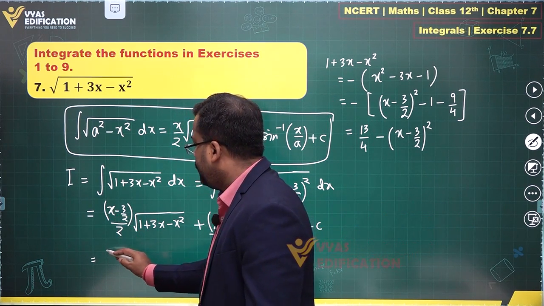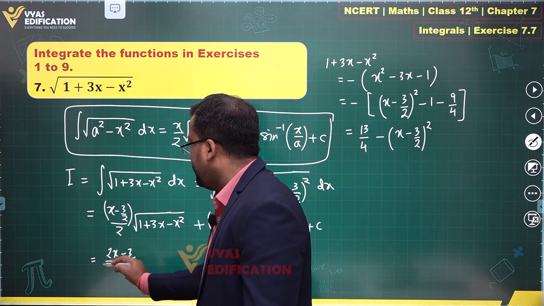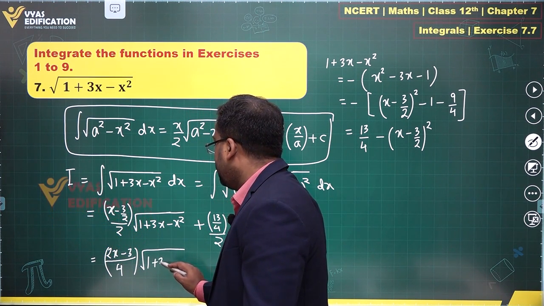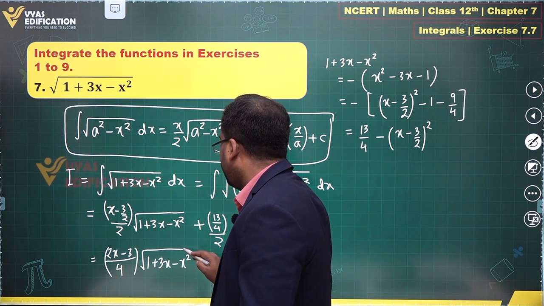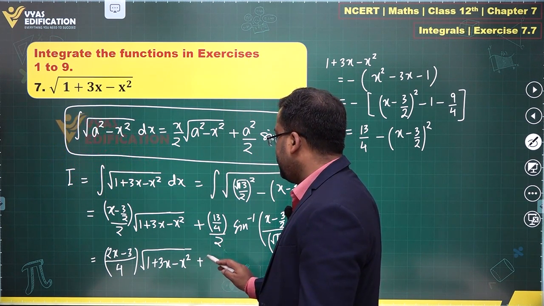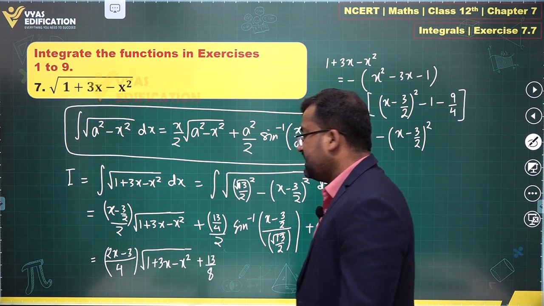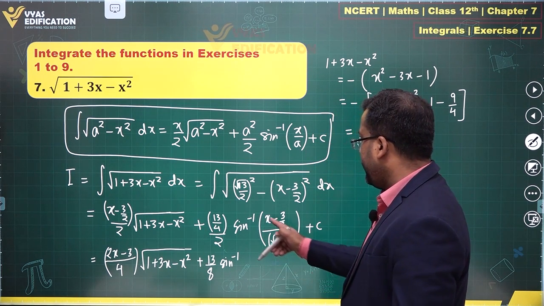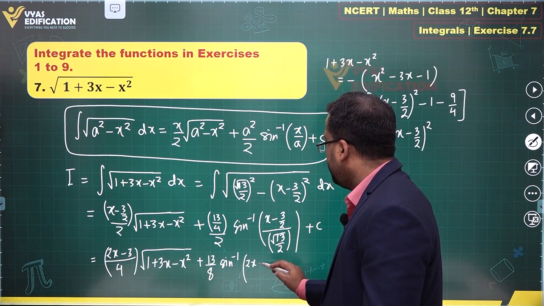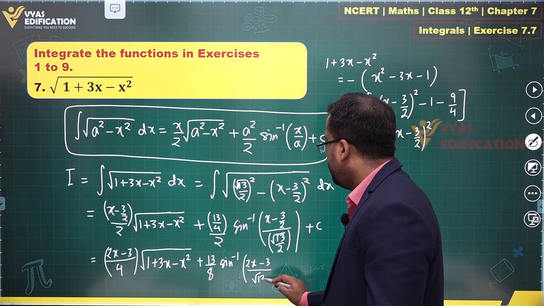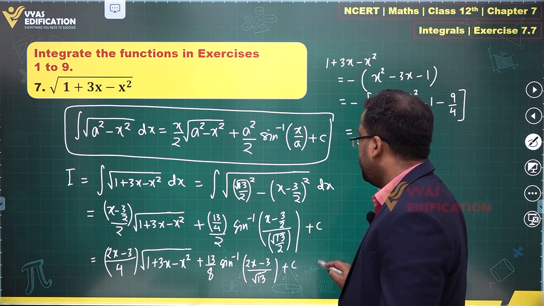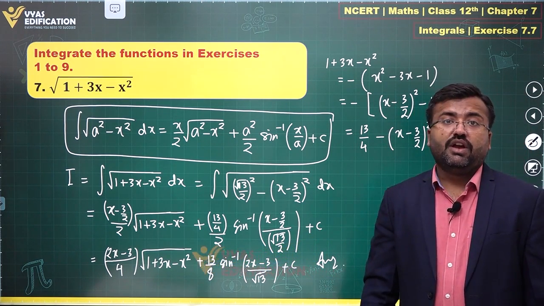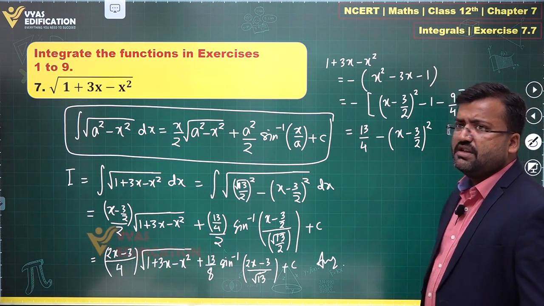This becomes 2x minus 3 in the numerator, 2 times 2, 4 in the denominator, under root of 1 plus 3x minus x square. And this is 13 by 8, sine inverse of 2x minus 3 upon root 13, plus constant of integration. And yes, that is my required answer for this question. Is that all? Yes, that's all in this 7th question.